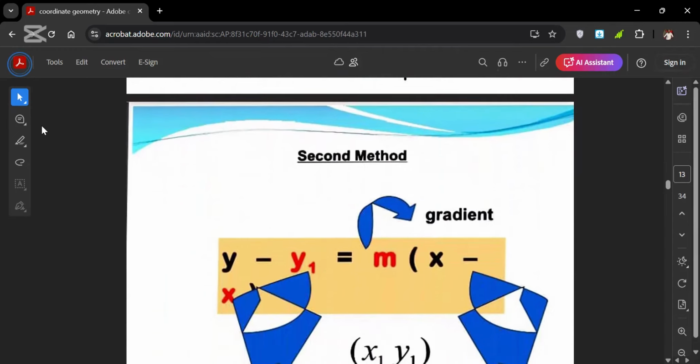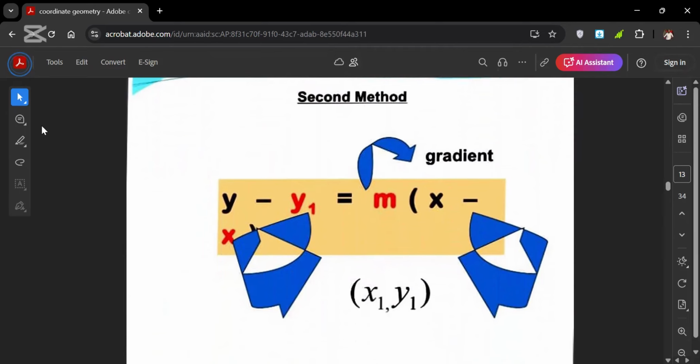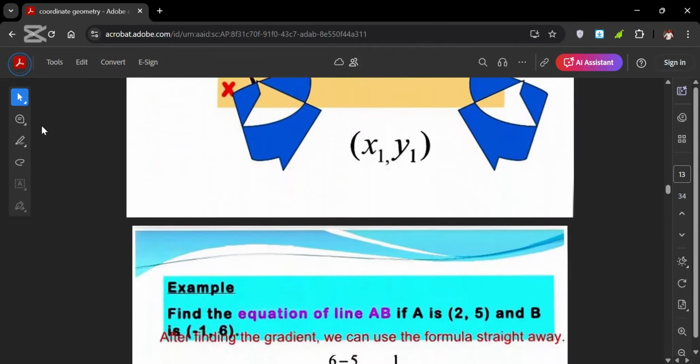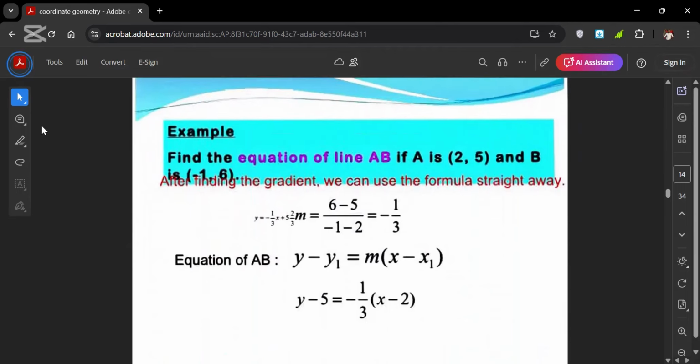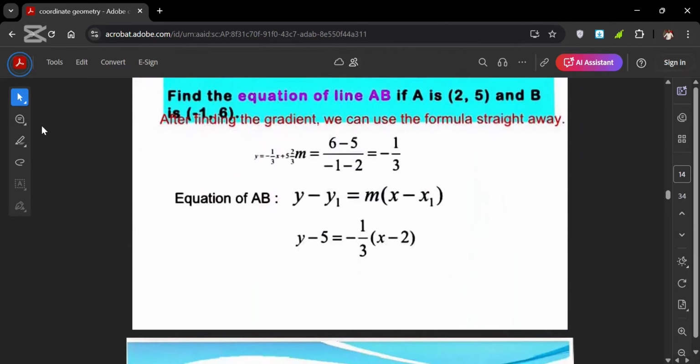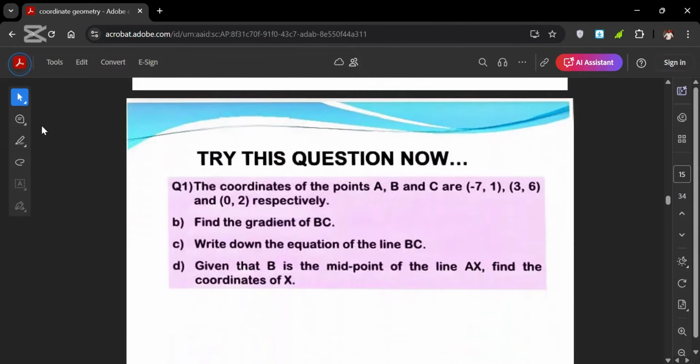There is another method: y minus y1 equal to m times (x minus x1). Adopting either of the methods, you will get the right equation. This is the working for the second method. Some practice questions are here.